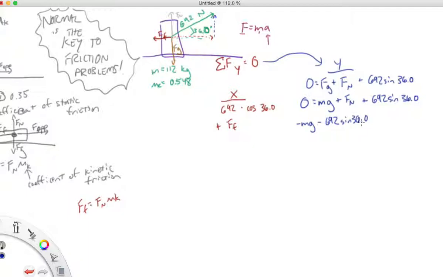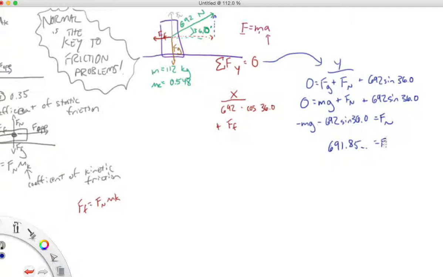All right, that's my alarm, meaning that we don't have much time. I have to do this fairly quickly so I can fit it in one video. So this will equal Fn. If I know what Fn is, then I can figure out what this frictional force is. So if I multiply all of this out, I'm going to get Fn equals something like 691.85 something.